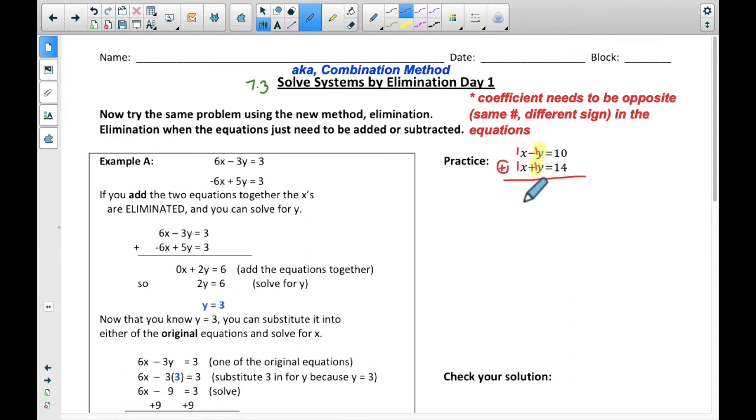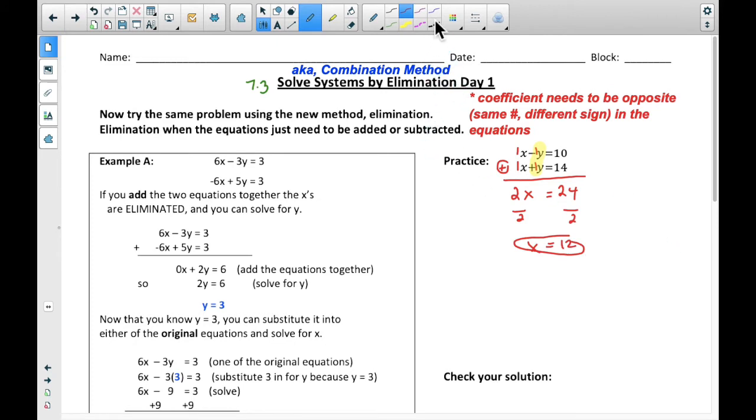So 1x plus 1x is 2x. My negative 1y and positive 1y add up to 0, so it's gone. And then on the other side, I have a 24. Now I just need to solve this equation. That's pretty easy to solve, right? I just divide by 2, and I get x equals 12. So there I have my x.